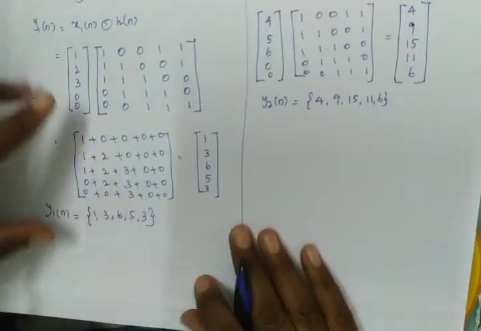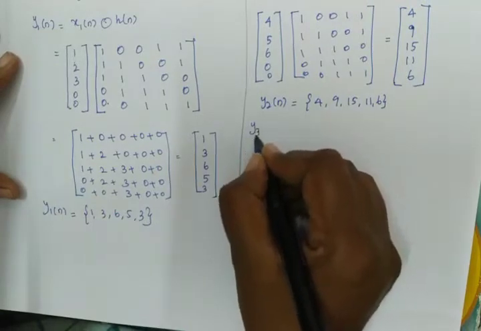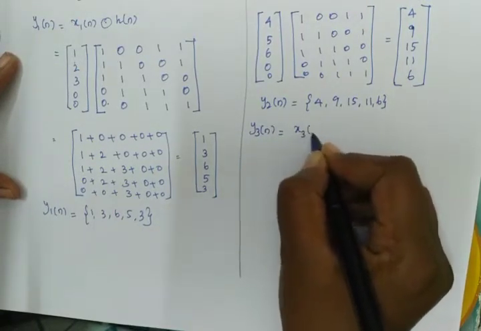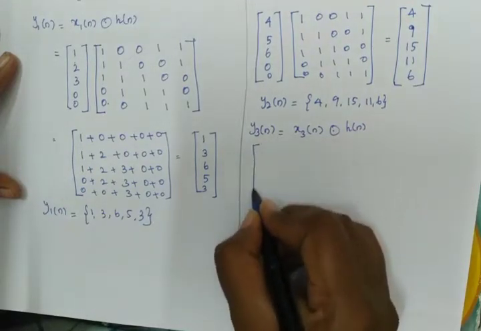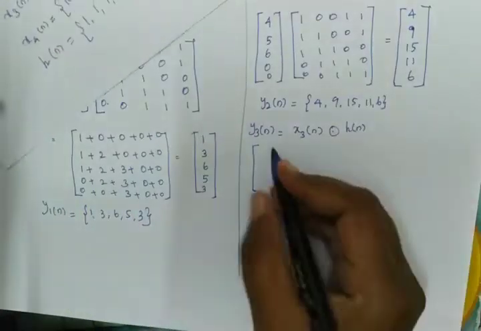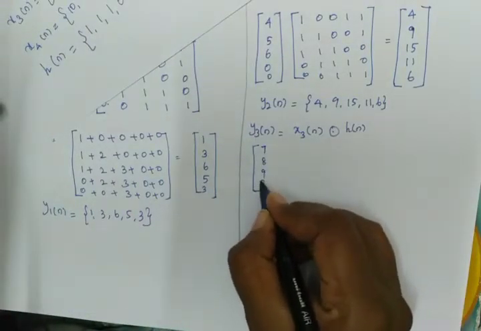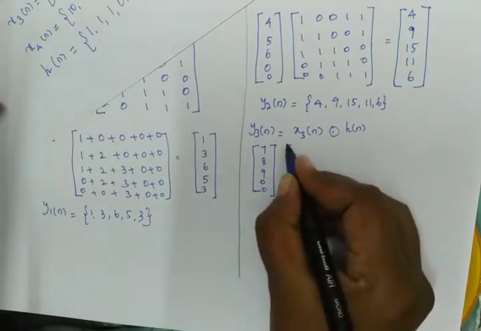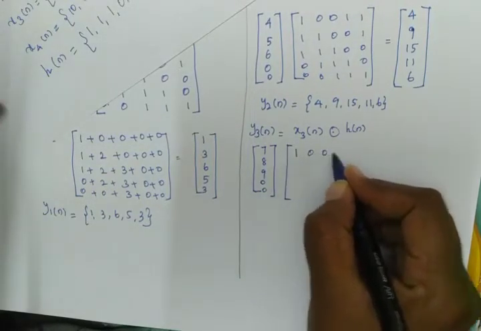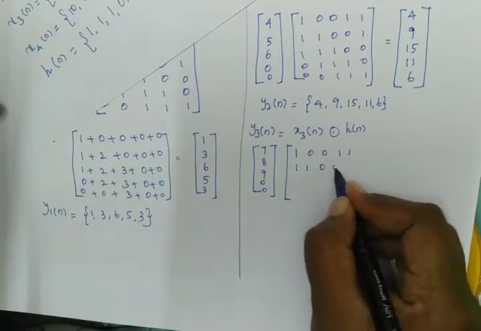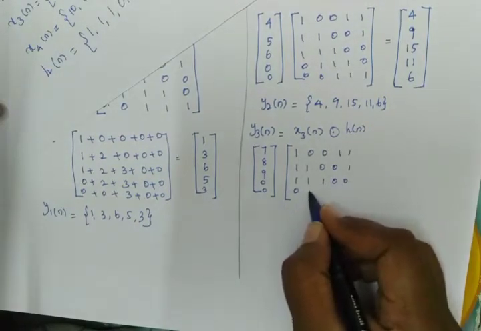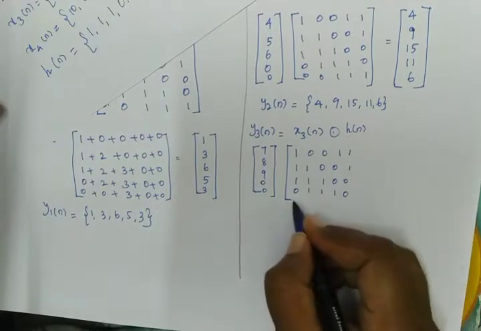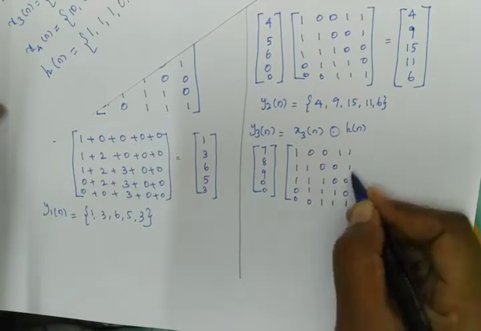Now what is y3 of n? y3 of n will be equal to x3 of n circular convoluted with h of n. What is x3 of n? Here we have 7, 8, 9, 0, 0. So here it is 7, 8, 9, 0, 0, and it is matrix multiplied with this 1, 0, 0, 1, 1, 1, 1, 0, 0, 1, 1, 1, 1, 0, 0, 0, 1, 1, 1, 0, 0, 0, 1, 1, 1.